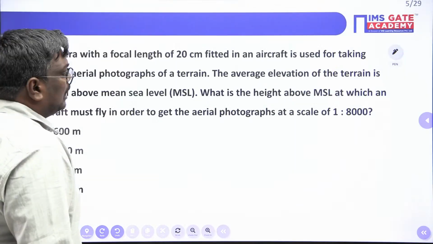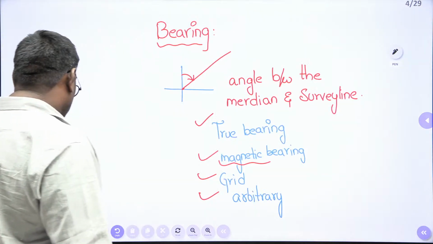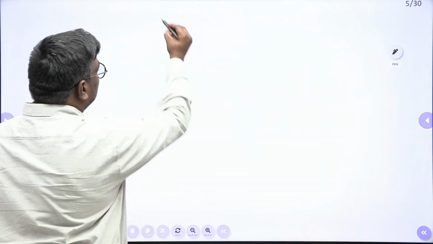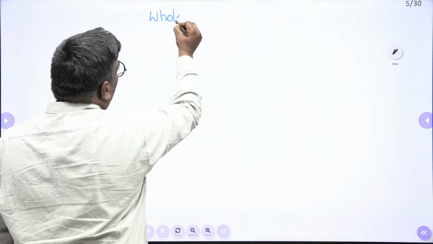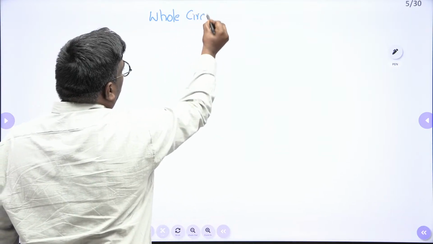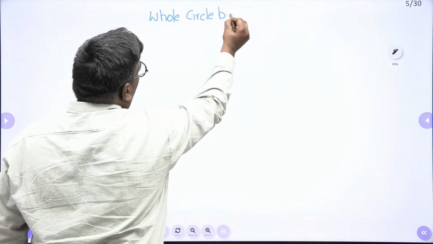Now, when I talk about it, there is a system. You feel you know these, but still I would like to explain. We have a system called whole circle bearing.